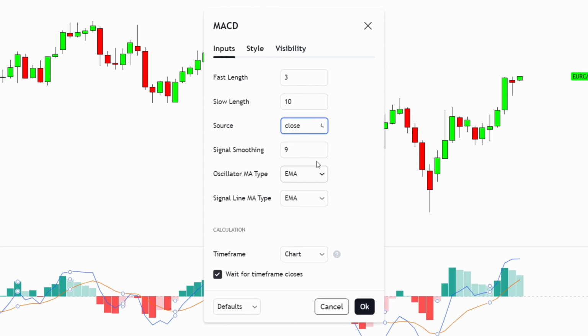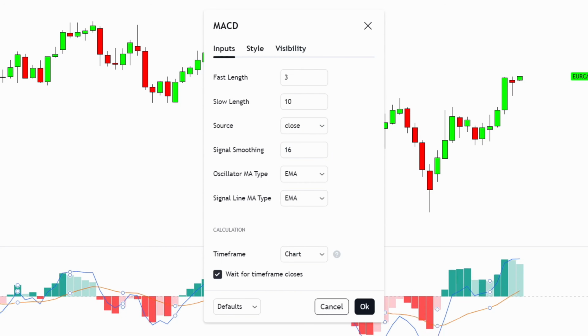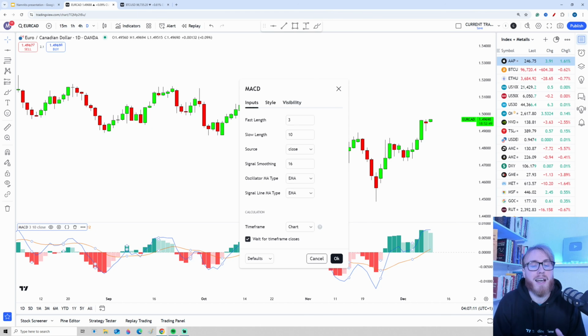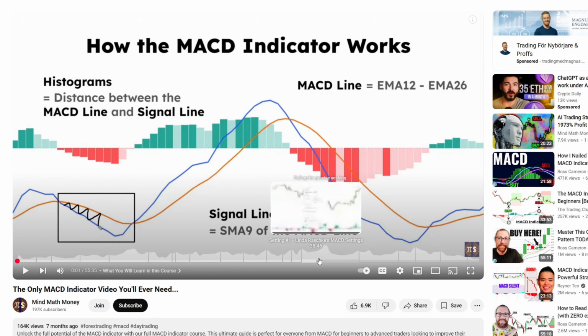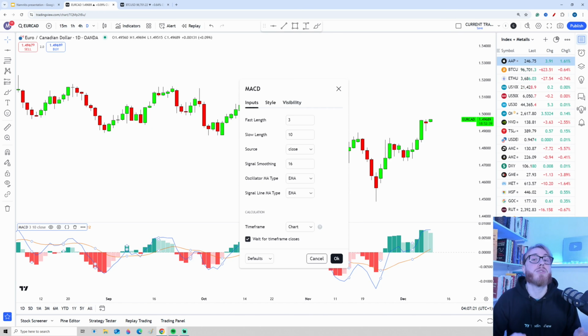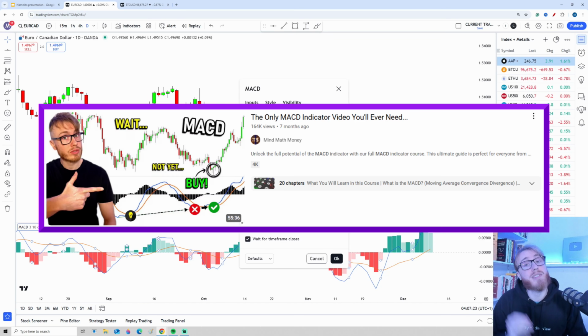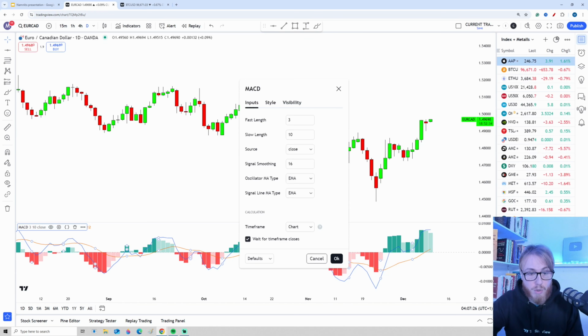The source here you can keep at close for now, but what you do want to do is change the signal smoothing to 16. The signal line or the signal smoothing is actually a moving average of the MACD line itself. And I know, guys, if this sounds complicated, don't worry. I do have a full MACD indicator course here on the channel. I highly recommend this one, and I will make sure to link the course somewhere up in the corner. Definitely watch that video after this course. But the signal smoothing is a moving average of the MACD line, and you want to have that one on 16.